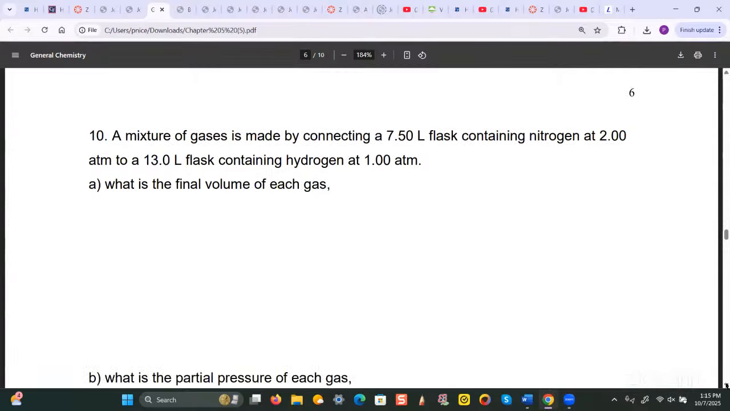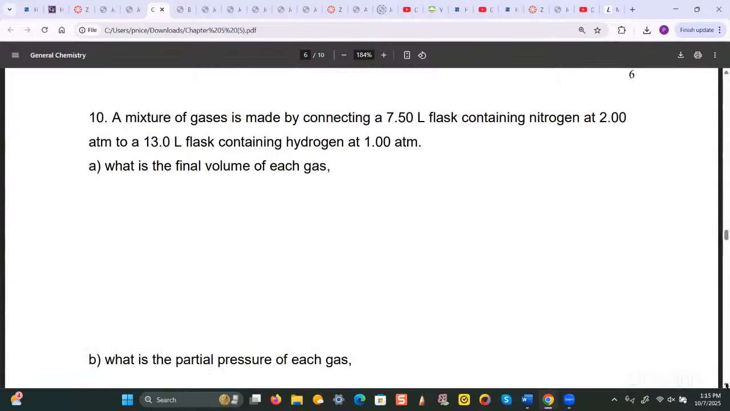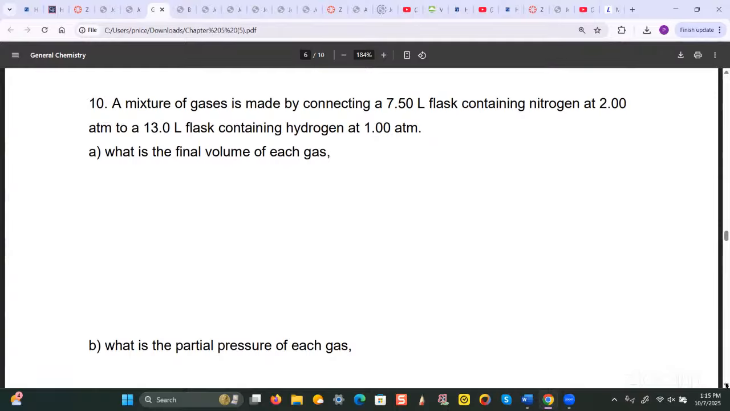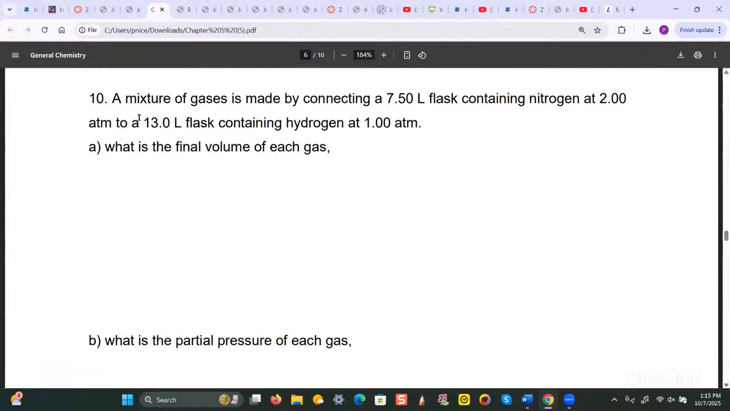Now this one is another one where, again, you have to use both laws. It says a mixture of gases is made by connecting a 7.50 liter flask containing nitrogen at 2.0 atmospheres to a 13.0 liter flask containing hydrogen at 1.0 atmospheres. So the first question is, what is the final volume of each flask?